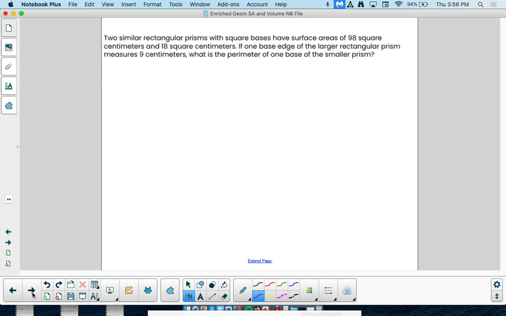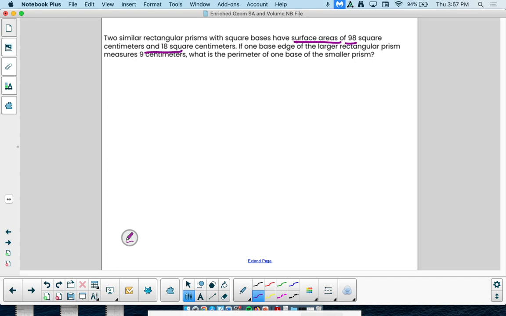Okay, next one. 2 similar rectangular prisms with square bases have surface areas of 98 square centimeters and 18 square centimeters. If one base edge of the larger rectangular prism measures 9 centimeters, what's the perimeter of one base of the smaller one? So this is kind of like a loaded question, right? There's kind of a lot going on. So let's just break down what we know of both rectangular prisms. We have both of their surface areas, right?